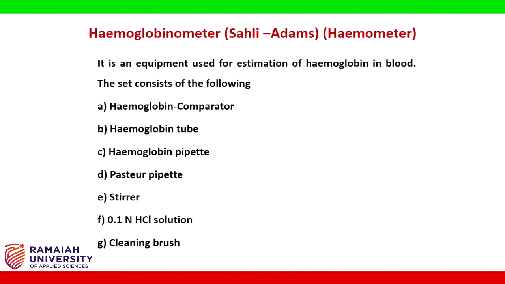Hemoglobinometer or Sahli-Adams hemometer. It is an equipment used for estimation of hemoglobin in blood. The set consists of the following: hemoglobin comparator, hemoglobin tube, hemoglobin pipette, Pasteur pipette, stirrer, 0.1 N HCl solution and cleaning brush.